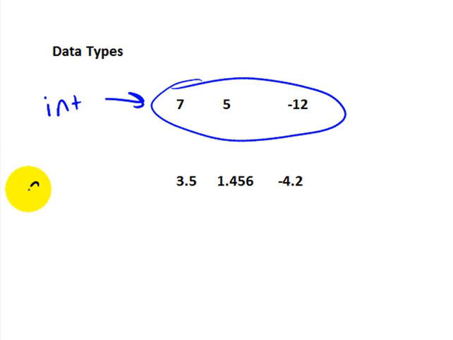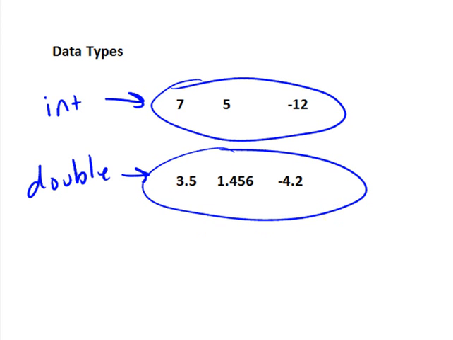Typically, in Java, we use the double data type when we want a variable that can store numbers such as 3.5, 1.456, or -4.2. We call those floating point values.